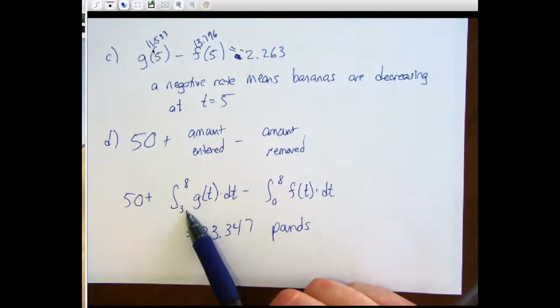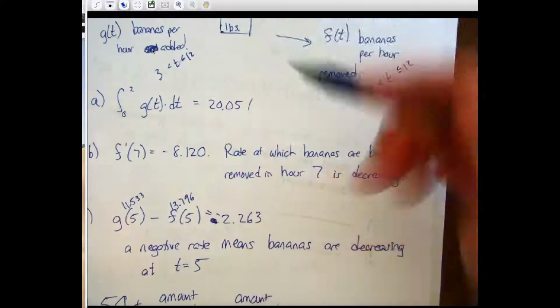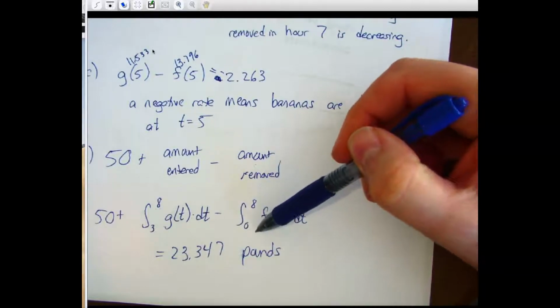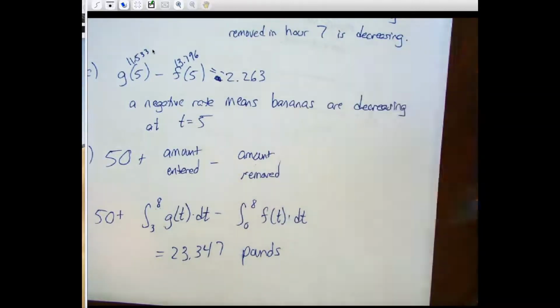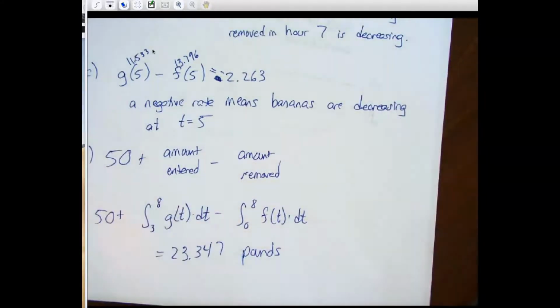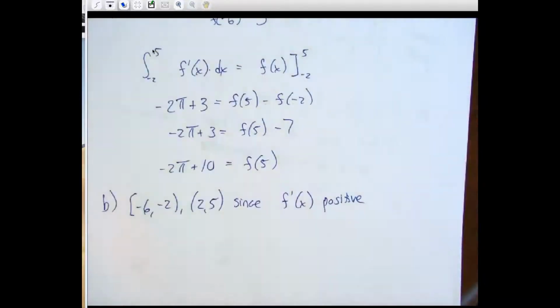It'd be really easy to integrate from 0 to 8. But remember, the bananas don't start entering until time equals 3. But they're being removed the whole time, so you do subtract the integral from 0 to 8. And I'm going to let you guys type those into your calculators. Try them out yourself. If you have questions, we'll look at doing the Zoom tomorrow. And there you go. All right, number 3.